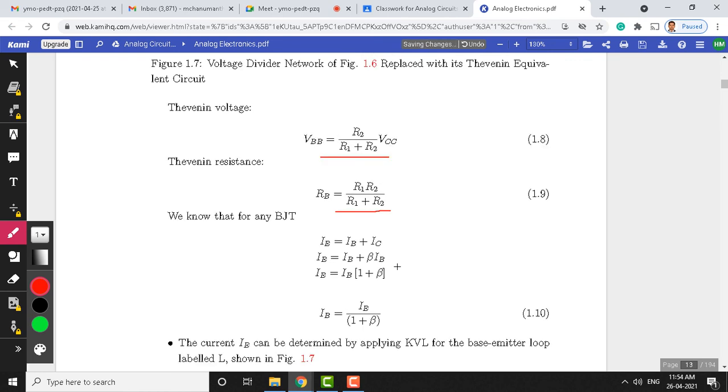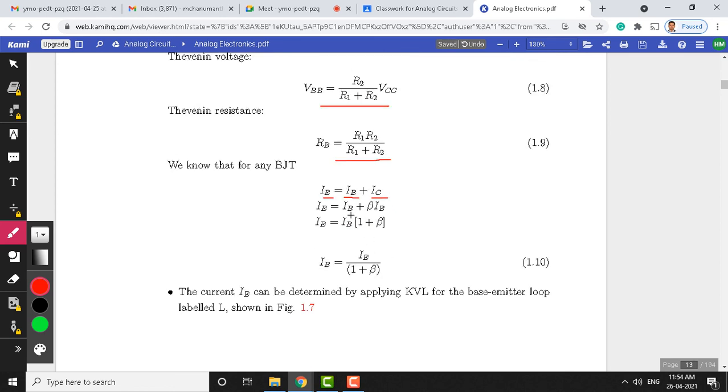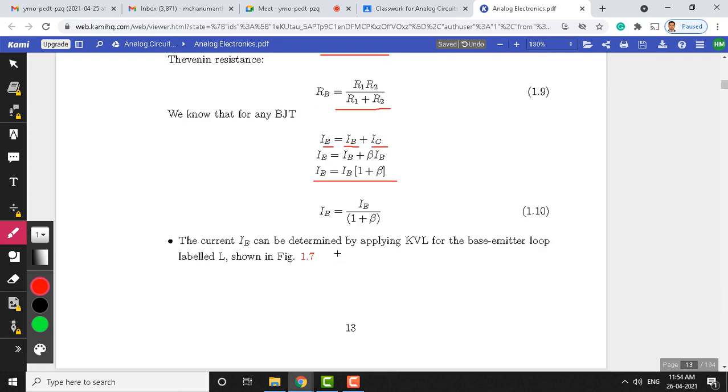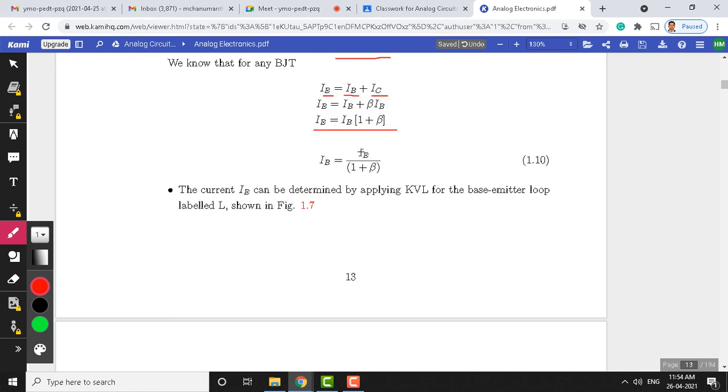Now, we know from fundamentals, for any transistor, the emitter current is equal to the base current plus the collector current. You can substitute for the collector current as beta times IB, and take out IB as a common factor. So, the net expression for the emitter current is IB times (1 plus beta), and we can derive IB from this equation. So, IB is equal to IE, the emitter current, divided by 1 plus beta. This expression is required in the next equation which I am going to derive.